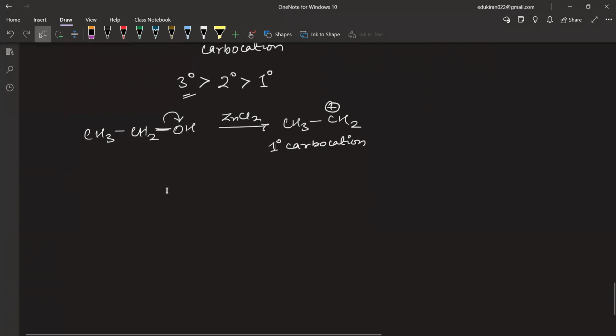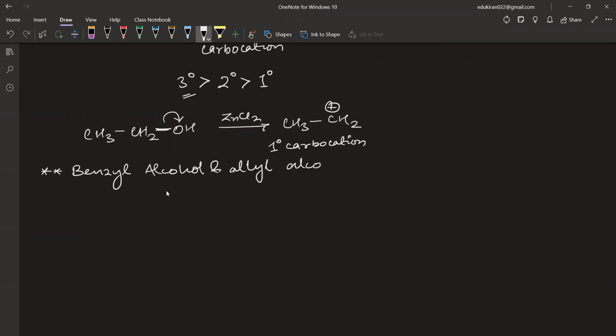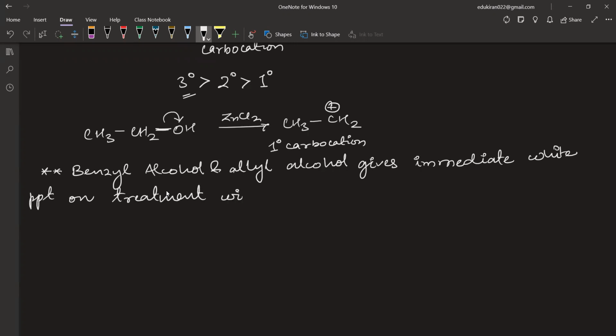Now, next is important. Benzyl alcohol and allyl alcohol give an immediate white PPT on treatment with Lucas reagent.